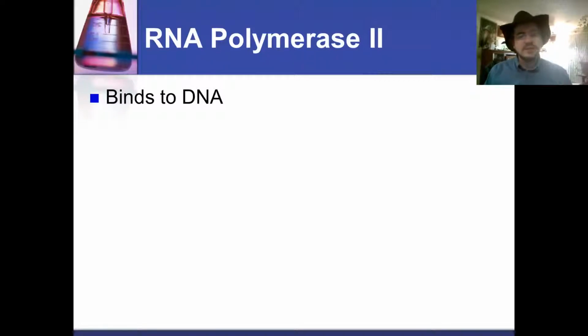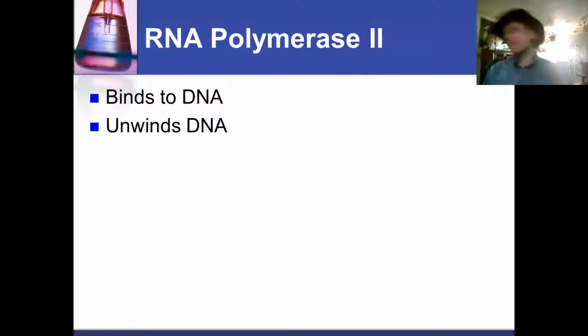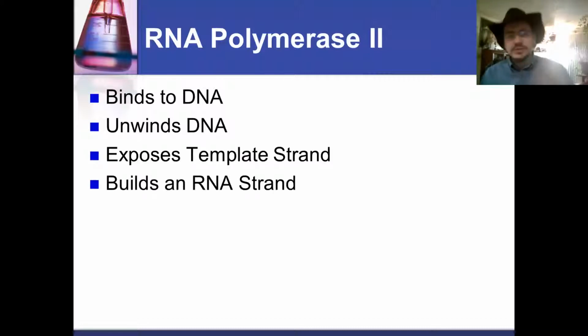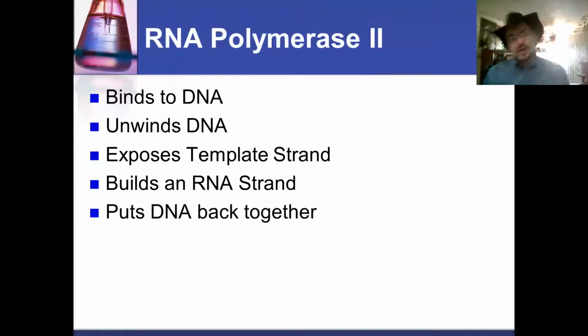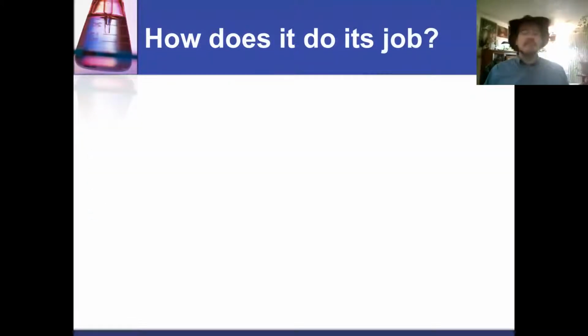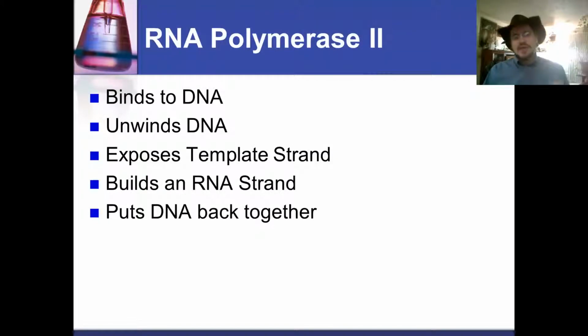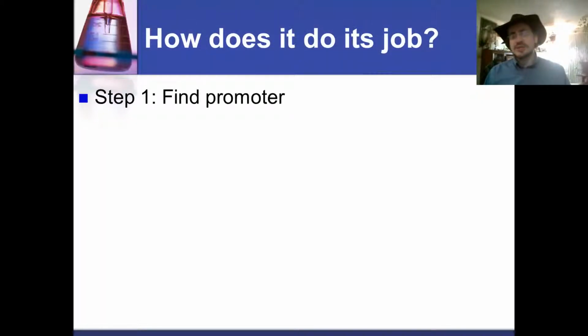RNA polymerase II does everything that giant list of enzymes I rattled off does. It binds to DNA, it unwinds the DNA, it exposes the template strand, it builds an RNA strand, and it puts the DNA back together. That is a big list of things to do for a single enzyme. It's pretty epic, honestly speaking. So how does it do its job? Well, there's a couple of steps to it.